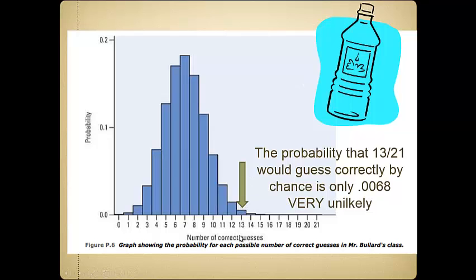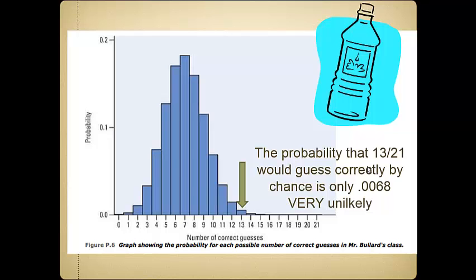13 out of 21. That seems pretty unlikely. In fact, if we look at the probability according to this graph to get 13 out of 21 correct, it would only be a chance of 0.0068, less than 1%, which is very unlikely. So what does that mean? Well, we might conclude that according to this data, it seems that in Mr. Bullard's class anyways, they can tell the difference between bottled water and tap water, at least for the type of bottled water they were given.